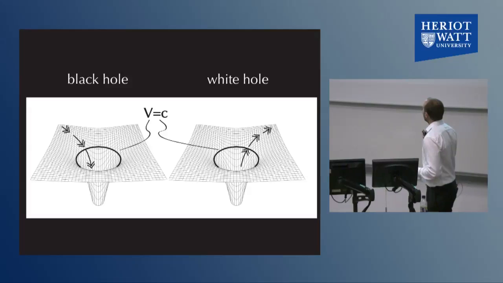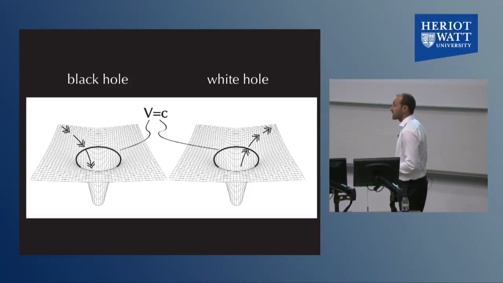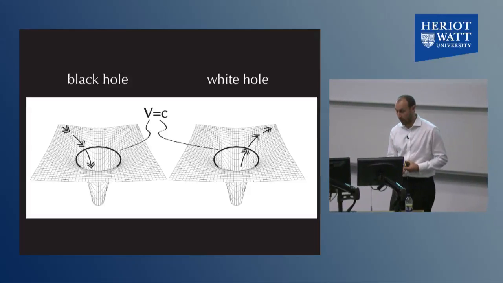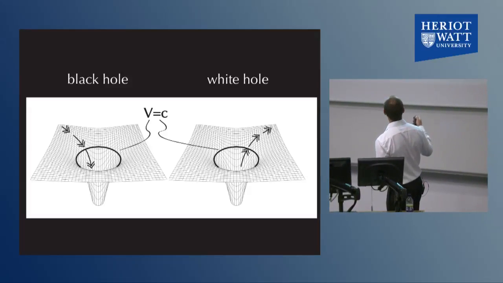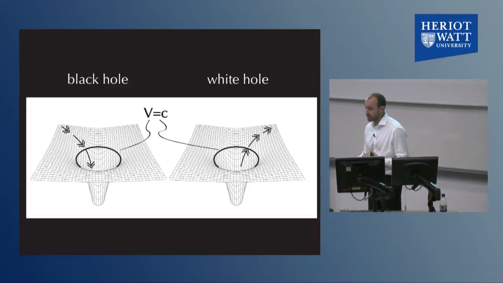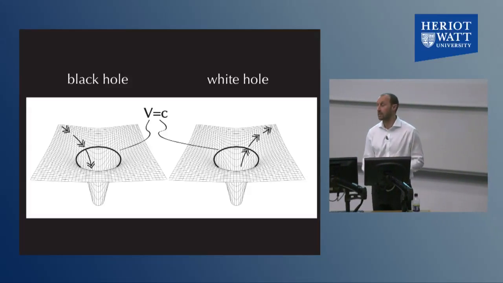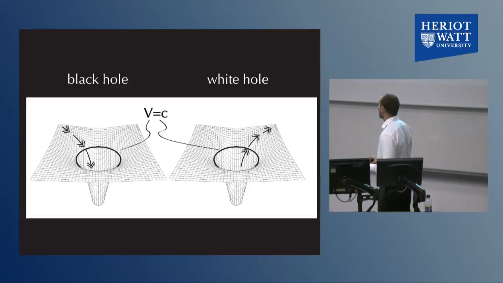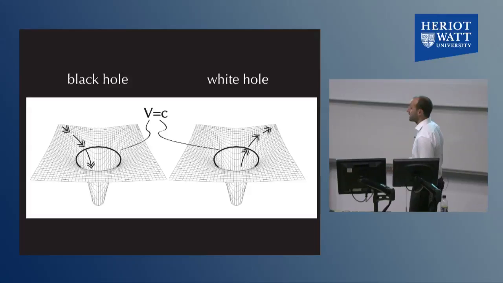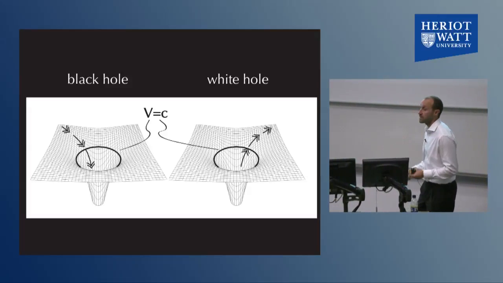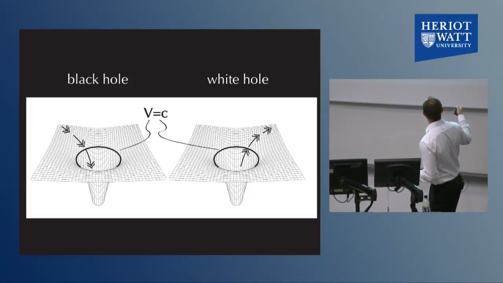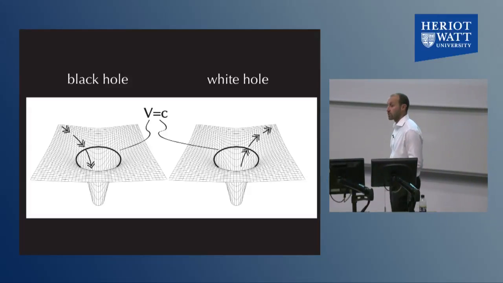Now, I said that Schwarzschild discovered that there's a black hole solution to Einstein's equation. There is also another solution called the white hole. And they are basically identical objects. The only difference is that the white hole is the time reversal of a black hole. What does that mean? Imagine taking a movie of space as it falls into the black hole, and then you just play it backwards. And what you'll see is that space will now flow outwards.